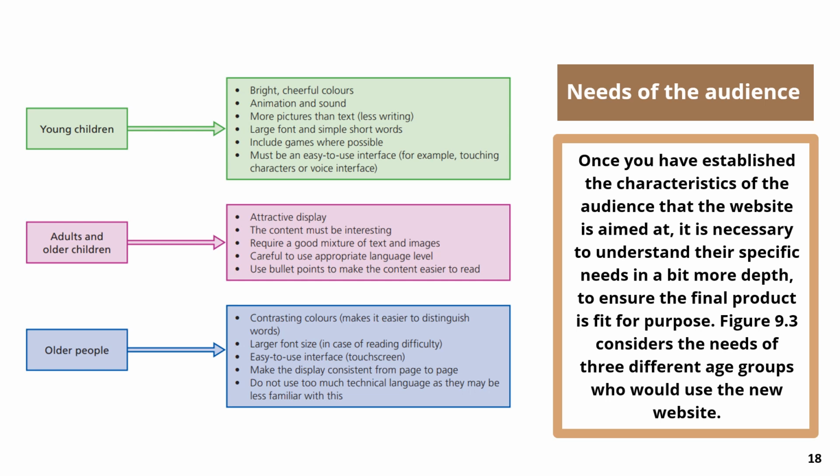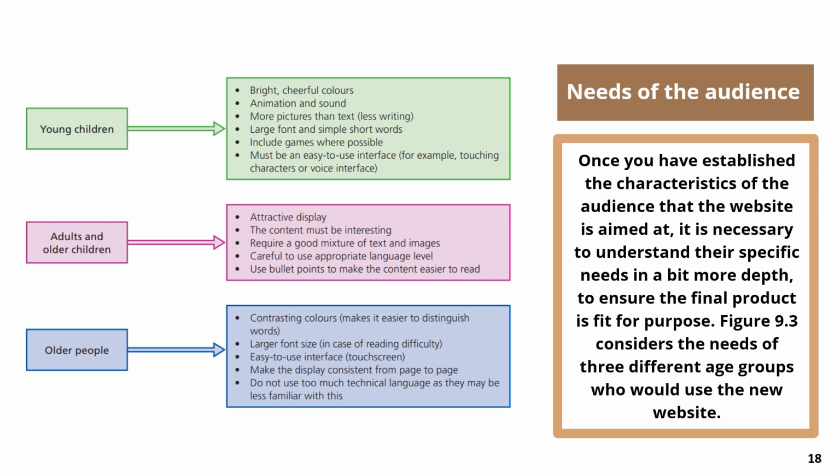Look at the first one, young children. If young children want to visit your website, they need something with bright and cheerful colors. They are all about colors. They need animation, they need sound. They want more pictures than text. Too much writing makes it very boring. It needs a large font and simple short words. If possible, it should include games, so that we engage them as much as possible. It must be easy to use. You must have an easy, interactive interface. We talked about the design stage in the system life cycle, and that is very important. If there are voice interfaces, as much as possible, they need to be there.